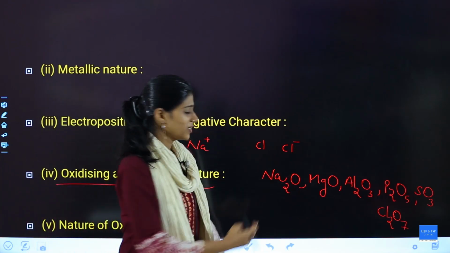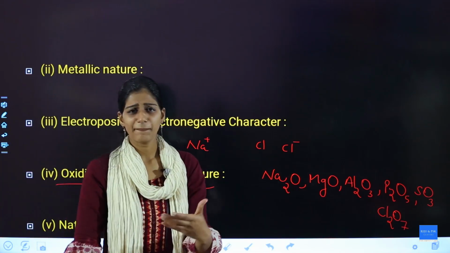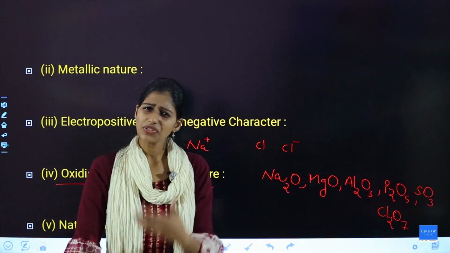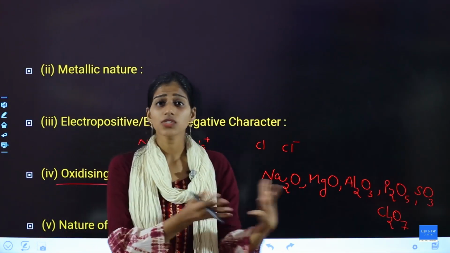So, in all these oxides, what happens to their nature? I mean, nature indicates whether they are acids or bases.